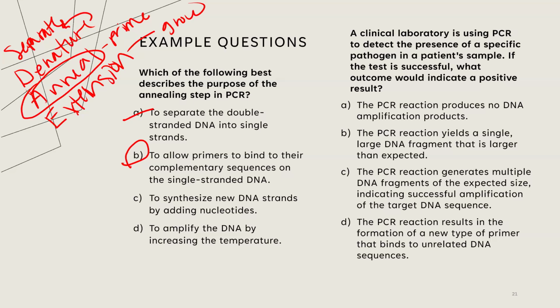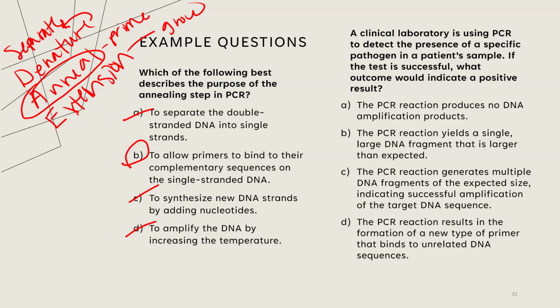It's not adding the nucleotides, it's just the primers. Primers are just sitting on their complementary sequence. That's all they're doing. They don't do anything else. And then to amplify the DNA by increasing the temperature, they're not increasing the temperature either, the primers. So annealing doesn't involve those things. Annealing involves the primers. And if you know that, it makes it easy.